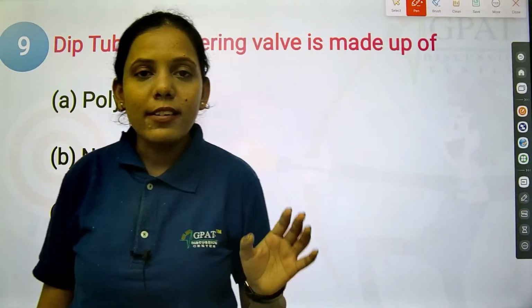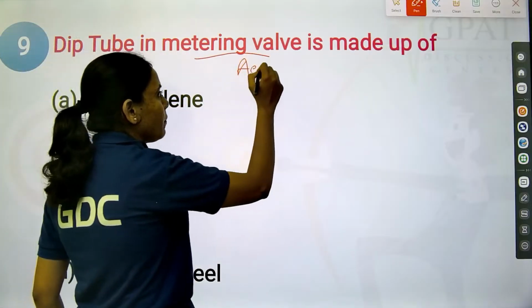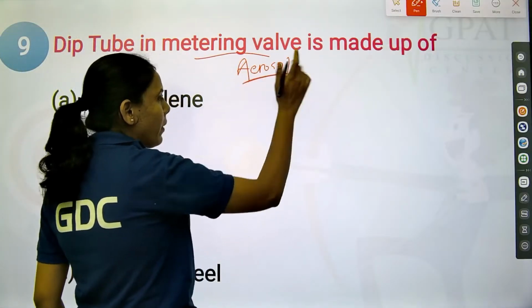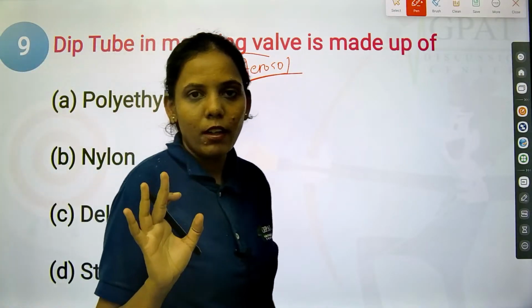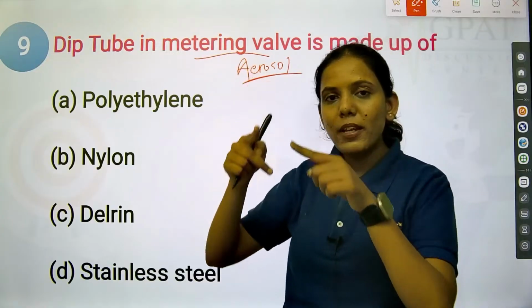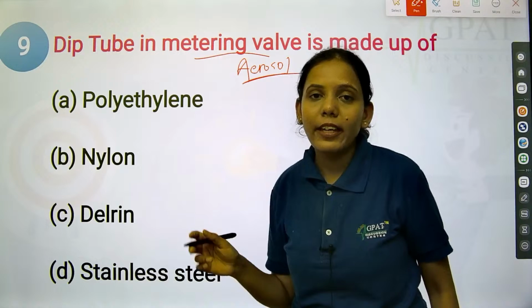Even if you have not seen any time, you should know this question is from where? Aerosol. And it is like a perfume, right? The spray bottle. At least you might have seen some spray bottle. What do you think the dip tube is made up of? Dip tube is something which will go inside and carry the product. So what do you think it is made up of?